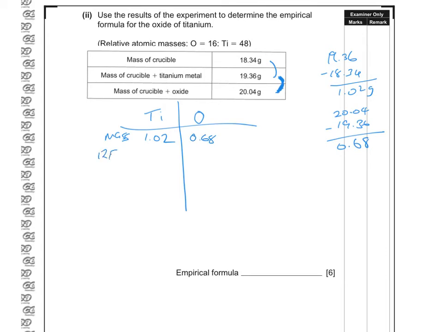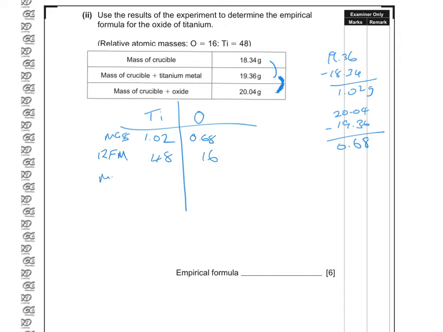To do that, we need to know the RFM. Titanium is 48, oxygen is 16. Now you don't use 32 for this because we want to know how many atoms of oxygen are present in titanium oxide. So it's always just the mass, or the relative formula mass, of the single atom.